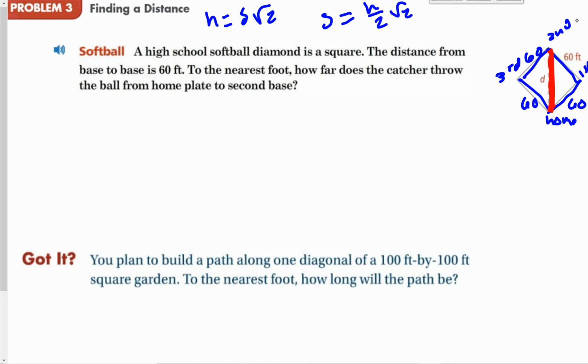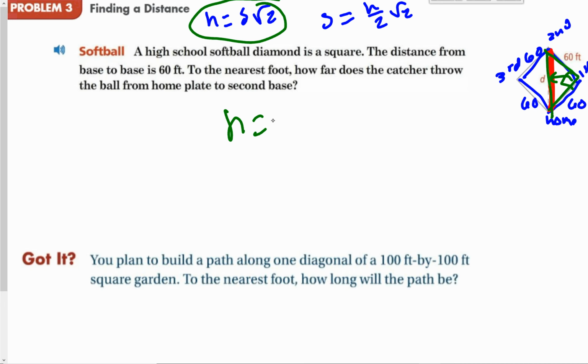Well, we don't have a triangle here, but can you form a triangle? Doesn't a triangle have 3 sides? Isn't this a triangle? And where would the right angle be? The right angle is right here at every base. So D is actually a hypotenuse because it's across from the right angle. So we're trying to find our hypotenuse.